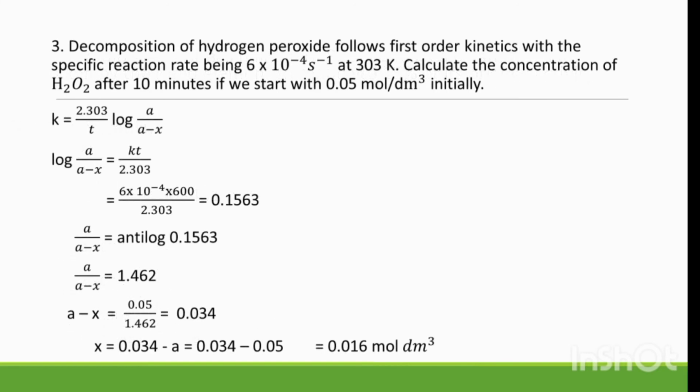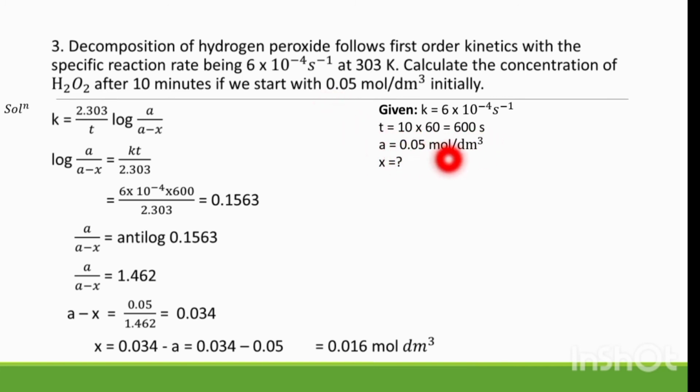Problem 3. Decomposition of hydrogen peroxide follows first order kinetics with the specific reaction rate being 6 into 10 raised to minus 4 second inverse at 303 Kelvin. Calculate the concentration of hydrogen peroxide after 10 minutes if we start with 0.05 mole per dm cube initially. In the problem, they have given the value of K as 6 into 10 raised to minus 4 second inverse and time they have given in minutes. So, we have to convert it into seconds as we have done in the previous problems. So, 10 into 60 gives us 600 seconds.